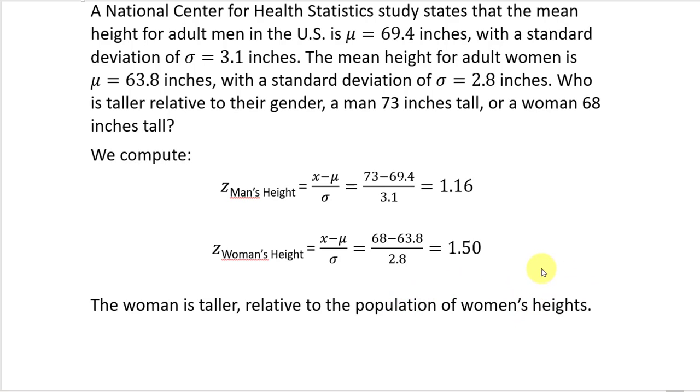Because if you have a higher z-score, that means you are far away from the mean. So the woman, this person has 68 inches, and her z-score is 1.5. So she is 1.5 standard deviations above the mean. So she's taller, right? She's taller compared to her gender. She has a higher z-score.